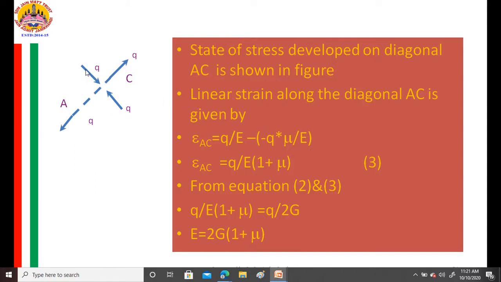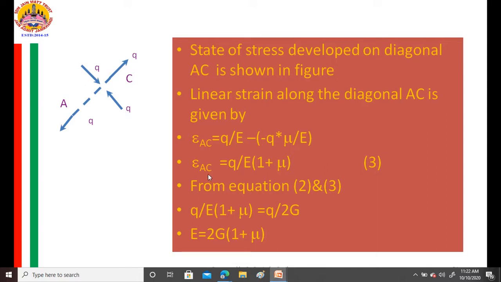You know, every stress is accompanied by same kind of strain in the direction of the stress and opposite kind of strain in all directions perpendicular to it. As AC is perpendicular to this compressive Q, therefore here the strain is tensile strain. So this minus and minus will cancel out. You will get epsilon AC as Q divided by E into 1 plus mu.